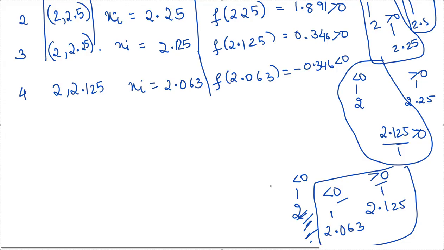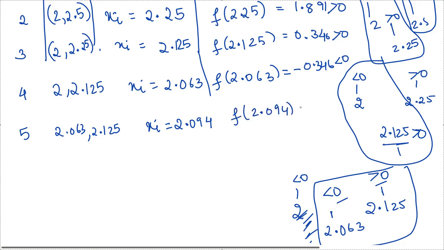So now the values are 2.063 and 2.125. In this question I am rounding to 3 decimals, because in the question it was given to round to 3 decimals. So what will be our xi? 2.063 plus 2.125 by 2 will be 2.094. Okay. Now what is f of 2.094? It's minus 0.006, which is again less than 0.